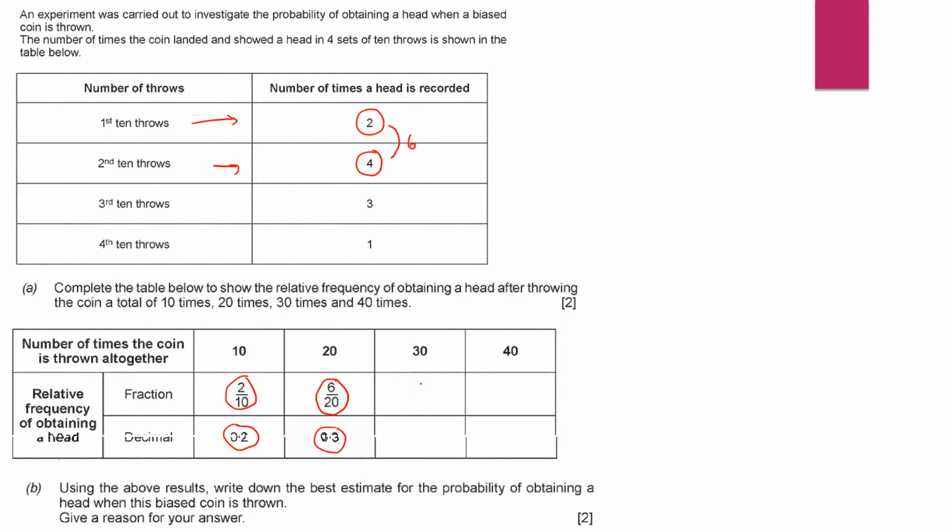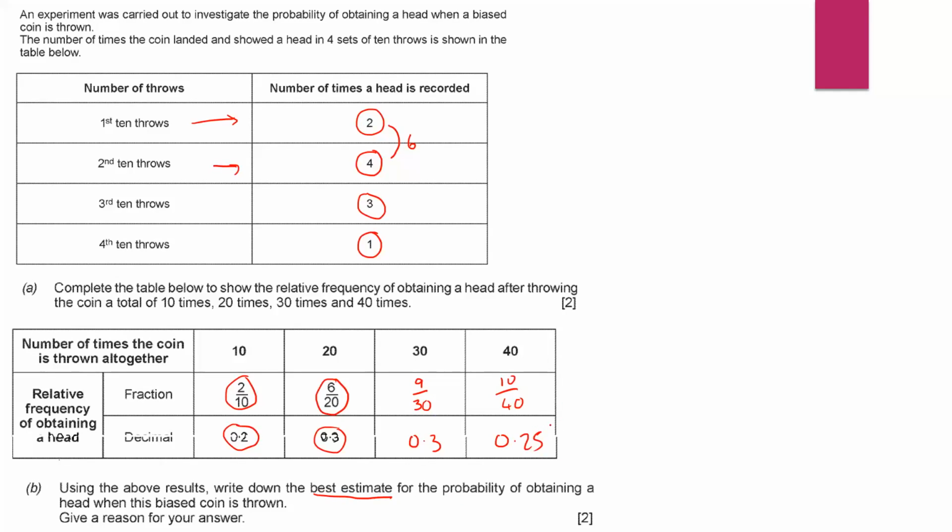So to fill this one in here, we need to add the next bit of information on that. That's 3 more heads. So that's now 9 heads out of 30. And as a decimal, that's 0.3. And after the last 10 are thrown, we add another one on. So that's 10 out of 40, which is 0.25. So well done if you filled that table in correct. Now, using the above results, write down the best estimate for the probability of getting a head when this biased coin is thrown. Give a reason for your answer.